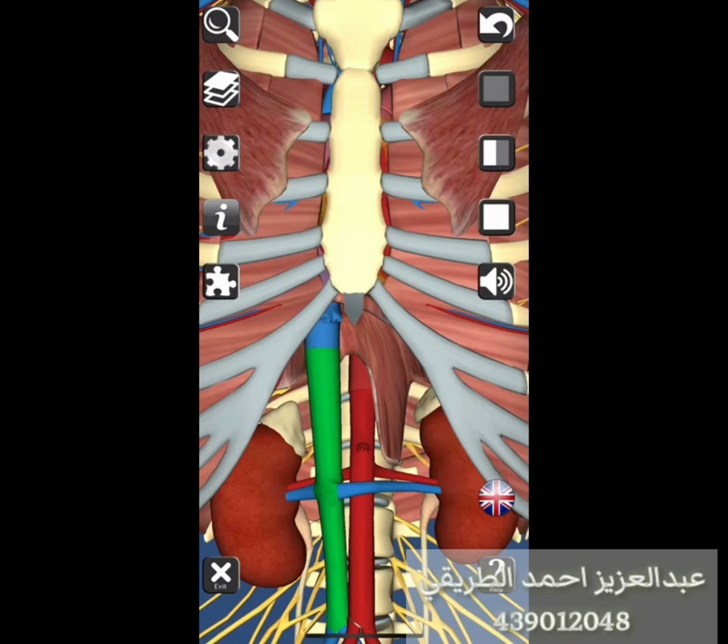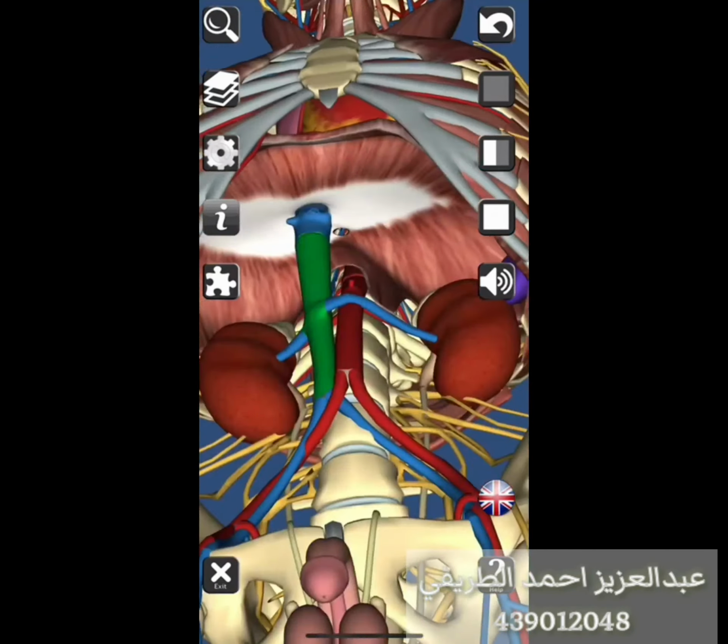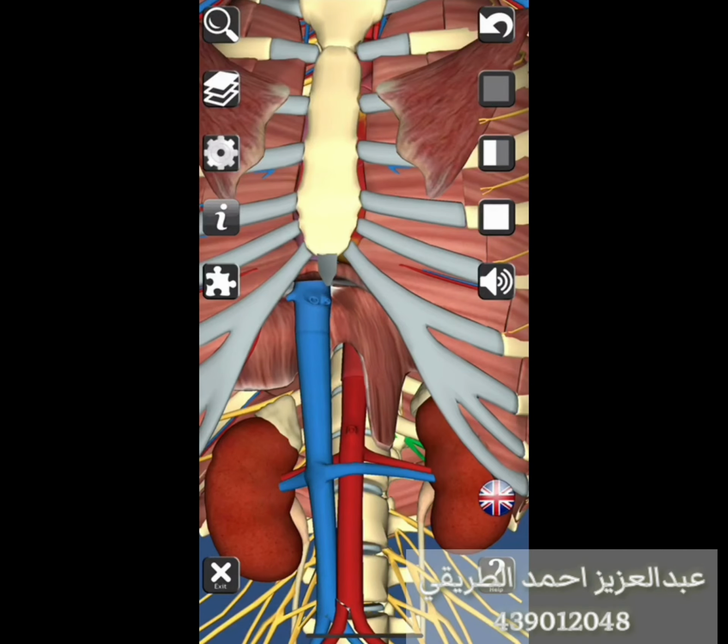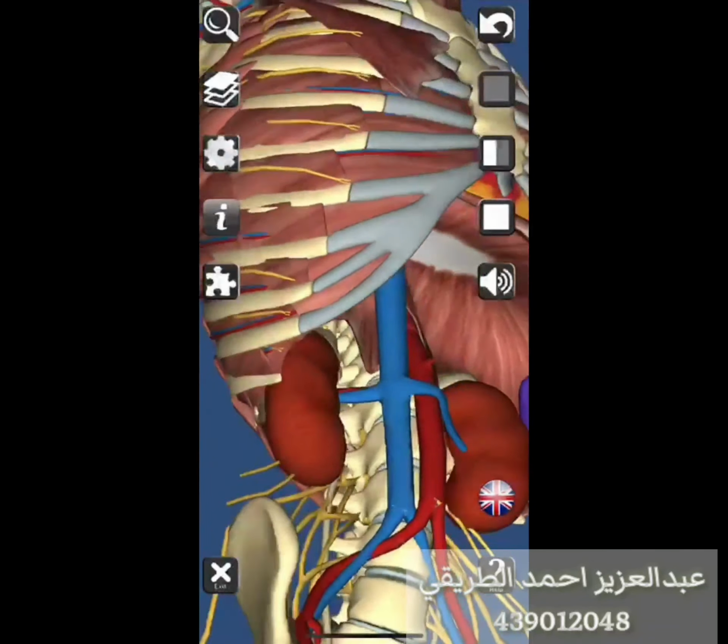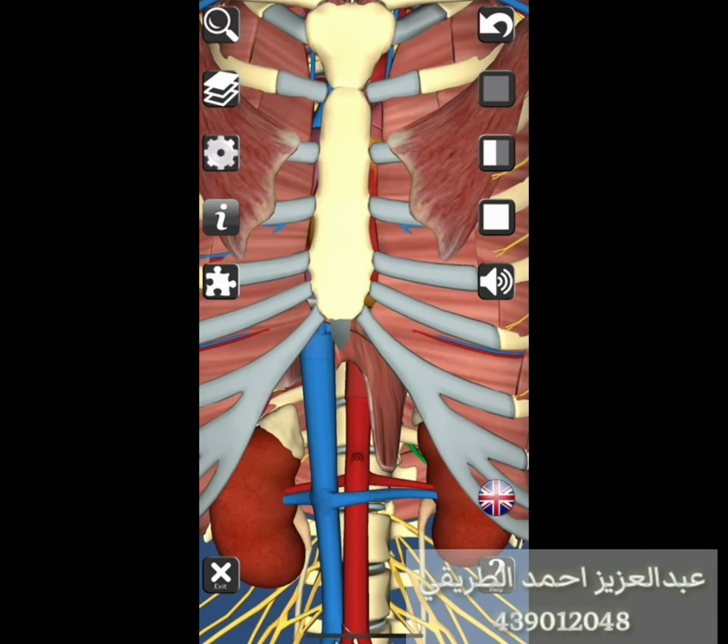When we talk about the nerve supply, the renal nerves arise from the superior mesenteric ganglion and enter the hilum of each kidney. They follow branches of the renal artery to reach individual nephrons.